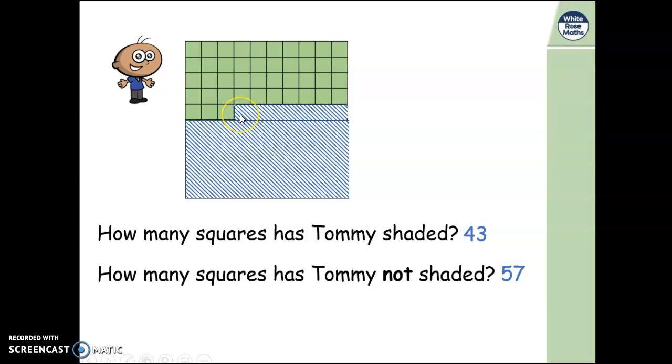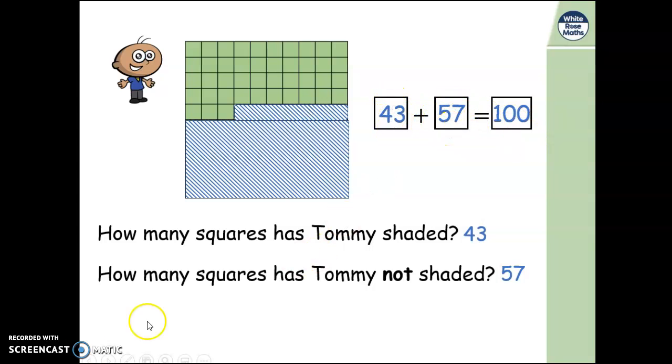So we know that we've got 1, 2, 3, 4, 5, 6, 7 ones. And then we've got 1, 2, 3, 4, 5 rows of 10. 5 tens, 7 ones is 57. So then if we put that into a sentence, we've got 43 add 57 equals 100. So we've used our number bonds to 10 to help us solve this question.